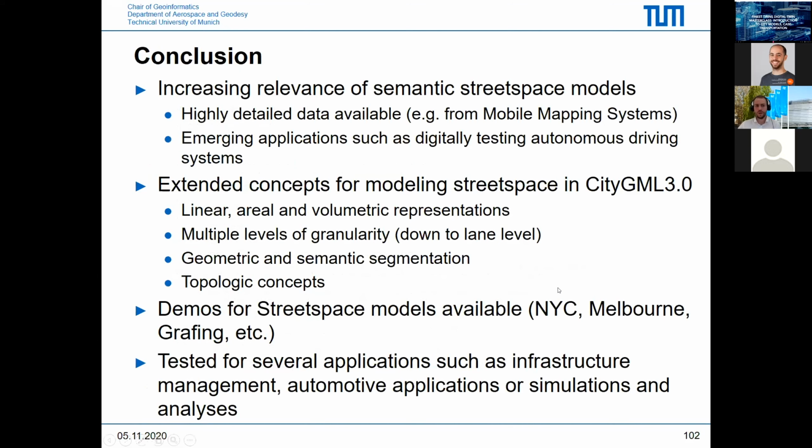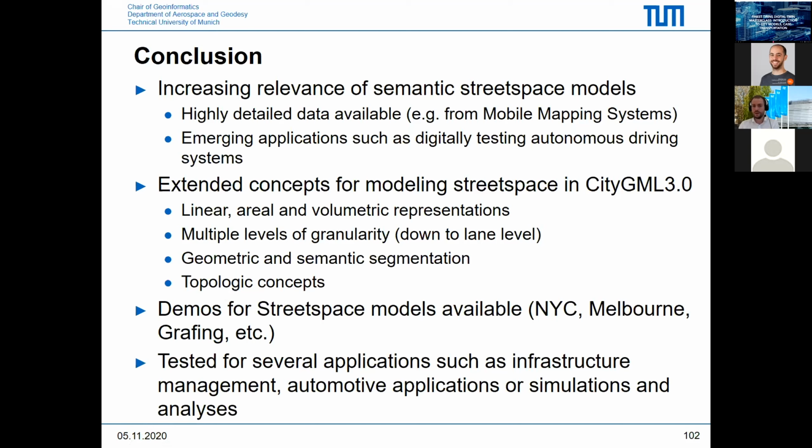So in conclusion, there is an increasing relevance of semantic street space models. Highly detailed data is more and more available, for example, from mobile mapping systems, and emerging applications such as digitally testing autonomous driving systems or pedestrian simulations, as I just talked about, need this information. It is not enough to have this geometric street space information, but you need concepts on how to divide or structure this in a semantic way, for example.